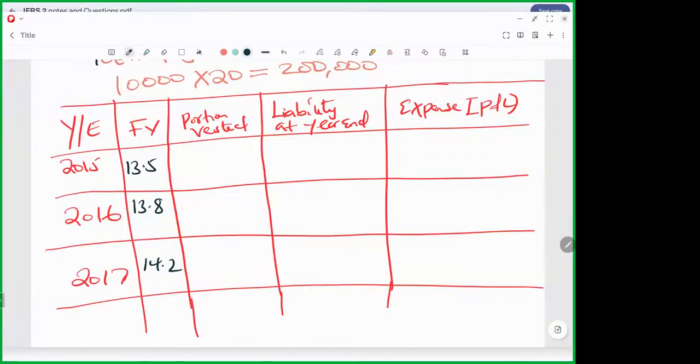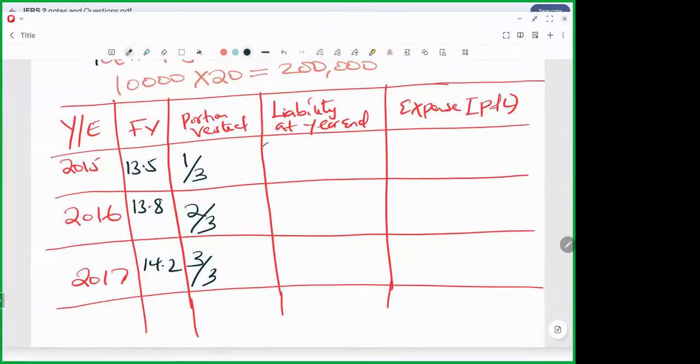Remember, by the end of the year, these guys would have worked for us 1 year, 2 years. This will be 3. But because they want a proportional portion, so this will be 1 over the vesting period, 2 over 3, 3 over 3, because they want the proportions. And then I will come and give us liability at the year end.